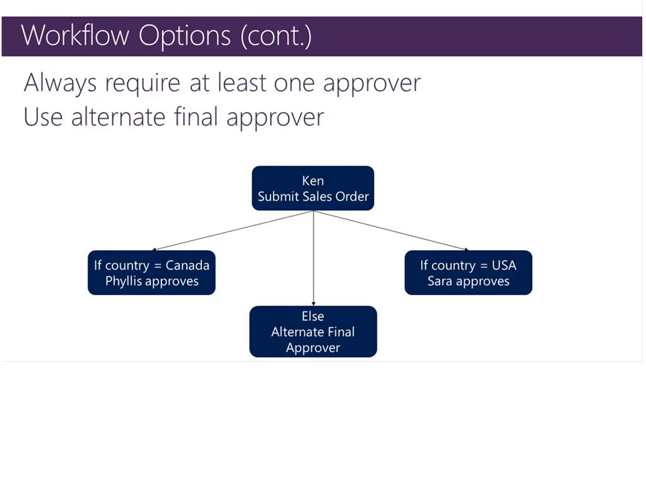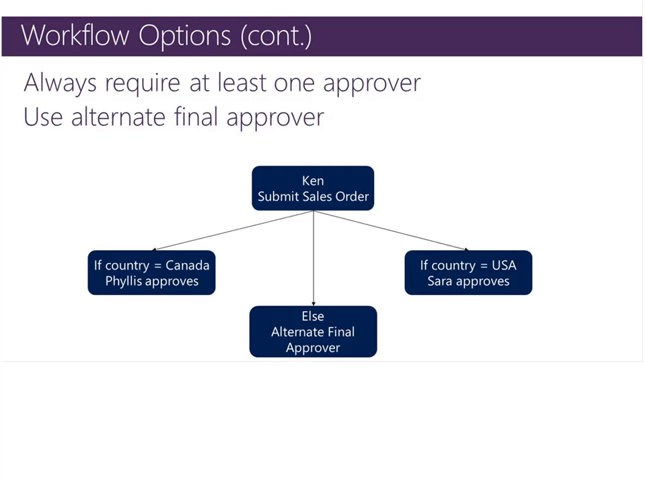But if we want to have a catch-all that says we need somebody to approve it in case there's a shipment to Mexico, a shipment to Europe, or some other country, and that checkbox is unmarked for always require at least one approver, then we're going to look at this and say, oh, country's not Canada, Phyllis doesn't need to approve. Country's not USA, Sarah doesn't need to approve. And we'll just go through to no approval needed. The document can be completed without approval. No one needs to look at it.